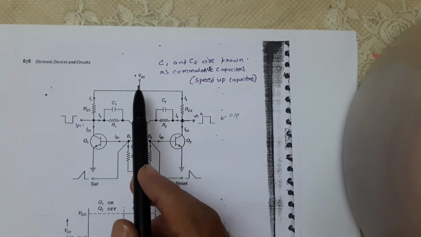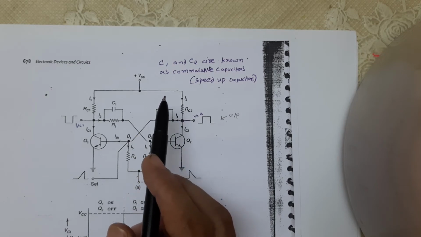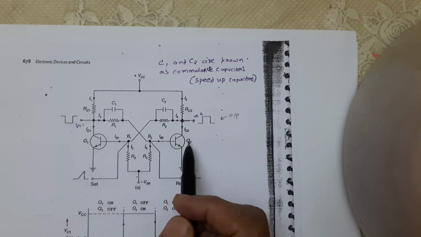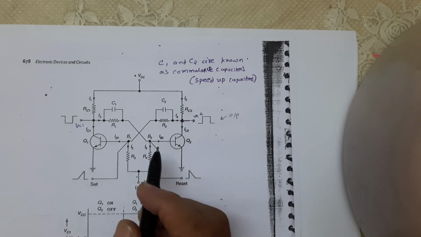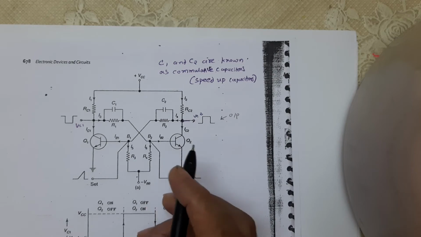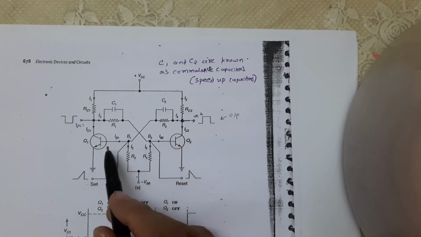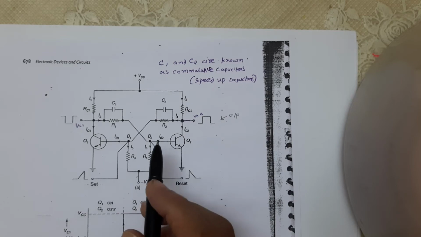Now, when the circuit is first switched on, so we first of all switch on +VCC, what happens? One of the transistors will start conducting more than the other, either Q1 or Q2. Both are identical, but due to some internal characteristics, HIE, HFE, one transistor starts conducting faster than the other.